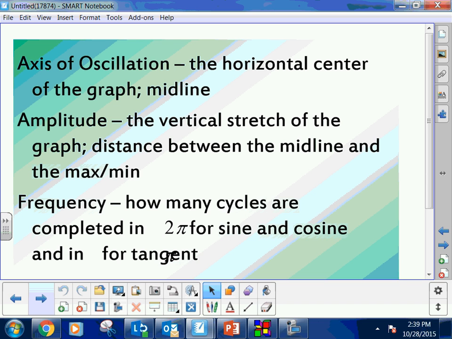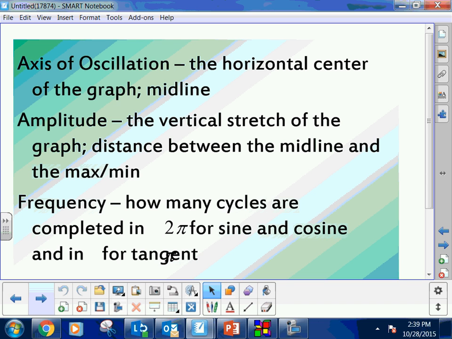The axis of oscillation is still easy to identify because it's the one that is adding to the trig function. But it's the horizontal, it's going to be the midline. Because once we shift it, the sine function will still operate and cycle around that midline.